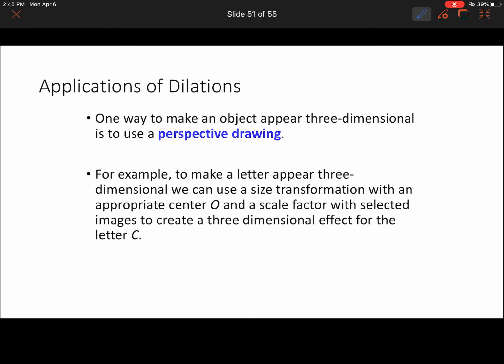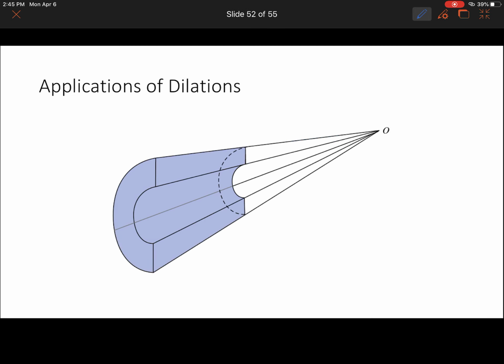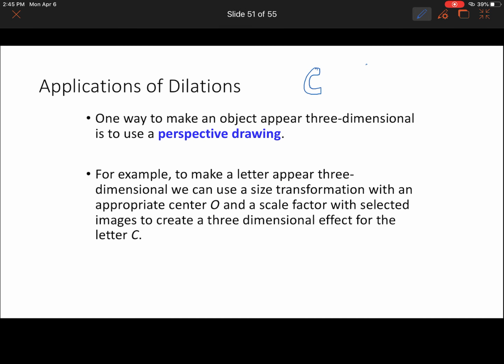So, for example, to make a letter appear 3-dimensional, we can use a size transformation, so a dilation, with an appropriate center O and a scale factor with selected images to create a 3-dimensional effect for the letter C. So I'm going to show you in the next slide what it looks like. But let's say you take the letter C, and let's take a block letter. I'm not very good with block letters. And let's say, there it is. Let's say that point O is here.